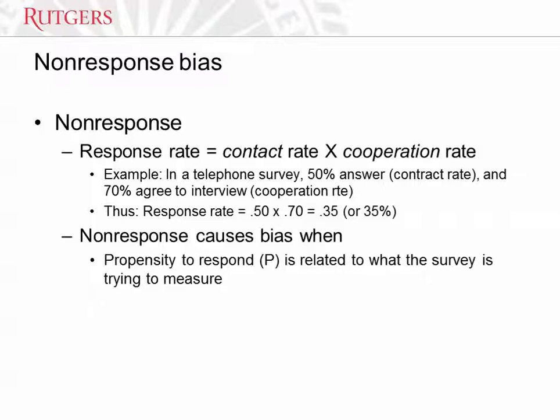So those two things together represent the response rate. And then we have to ask the question, does non-response cause bias? Is it possible that the 35 organizations that we were able to contact and who were willing to participate are potentially different than other nonprofit organizations that we weren't able to contact and weren't willing to participate?